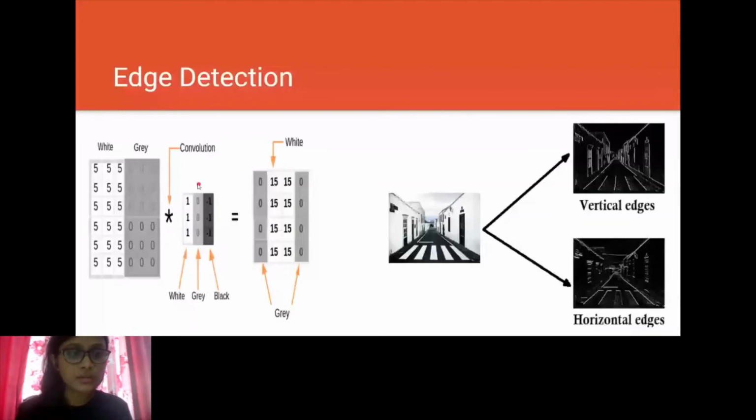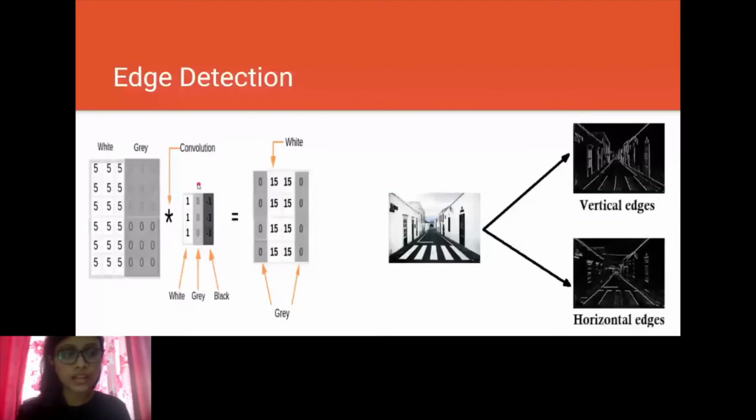So first we will consider the first column of this 3 by 3 region and the first column of this filter, and we do multiplication. Likewise, 5 into 1 is 5, plus 5 into 1, plus 5 into 1. So what would be the result? 5 plus 5 plus 5 would be 15.